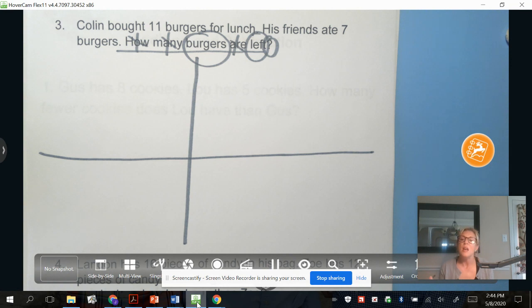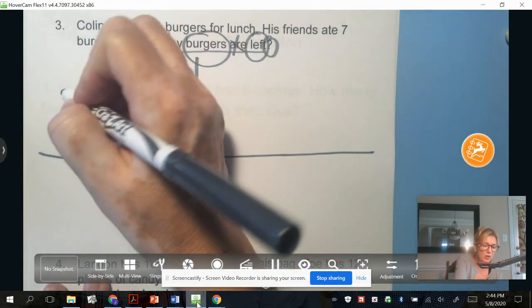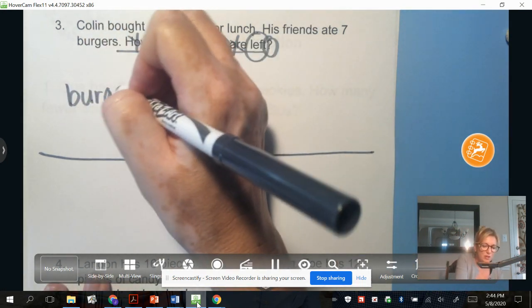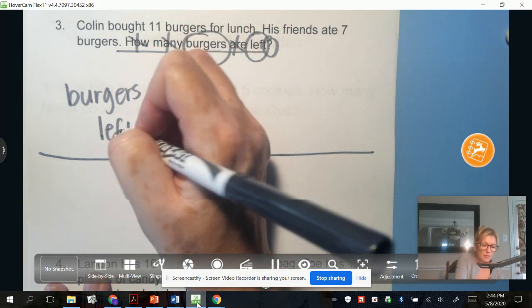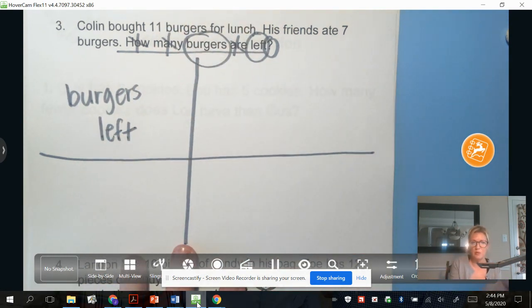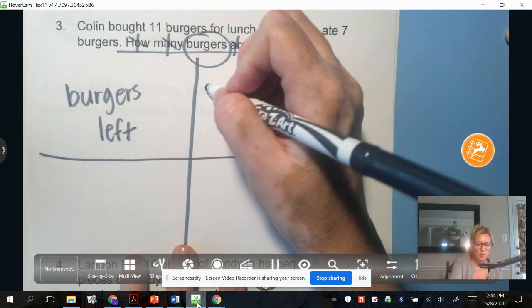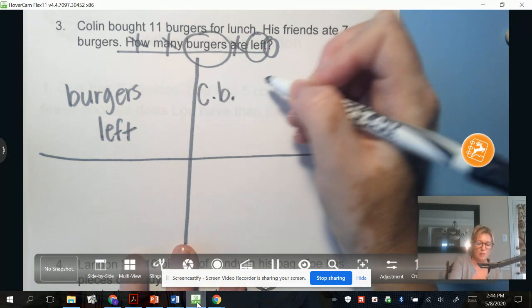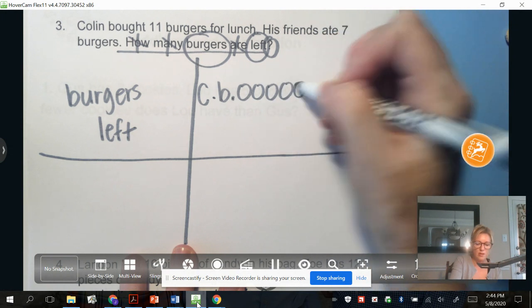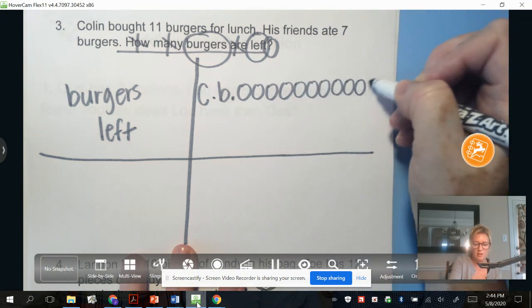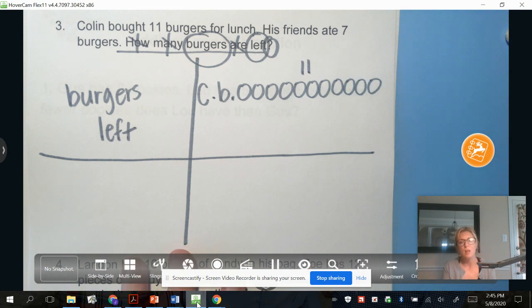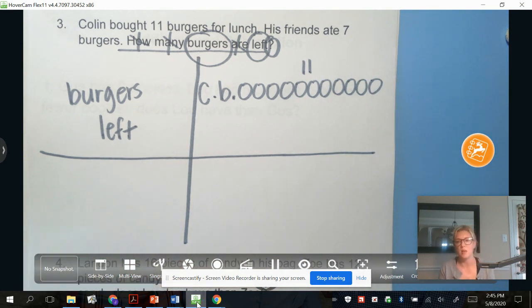So think about that. And think for just a moment, because I do want you to think through this. It's making sense to you. I'm saying takeaway. There's some burgers. His friends eat some. What happens when we eat something? It goes away. That represents takeaway. Very good. All right, so our main idea. Burgers left. Colin bought 11 burgers for his friends. Who? Colin. What burgers? How many? 11. 1, 2, 3, 5, 6, 7, 8, 9, 10, 11. Do not forget to label. So important to help us with that number sentence in step 3.